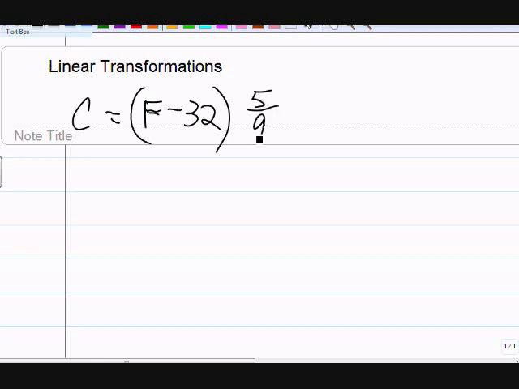But anyway, is that a linear transformation? Well, sure it is. That's 5/9 F minus whatever 32 times 5/9 is, if that's the right conversion. I'll put parentheses here so that doesn't look like a decimal point. So that's a linear transformation because that looks like a y equals mx plus b.